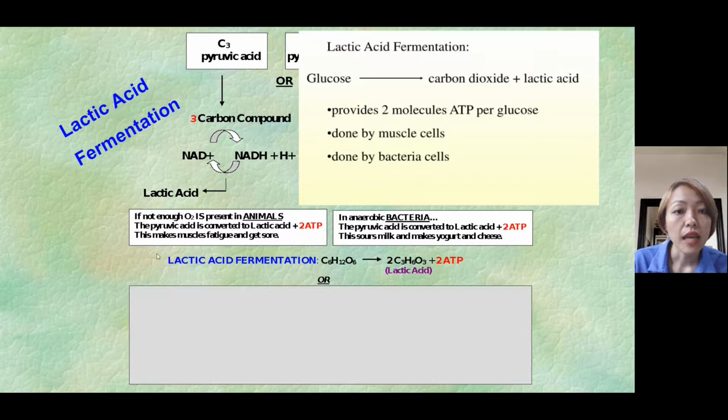to lactic acid, and this makes muscles fatigue and get sore. So we will see here that from C3, pyruvate, glucose, then pyruvate, it becomes this, the chemical formula for lactic acid, 2C3H6O3. And how much energy yield is produced? Only 2 ATP. Okay, so remember that if the glucose in glycolysis becomes pyruvate, it then gives off carbon dioxide and then lactic acid and then 2 ATP.